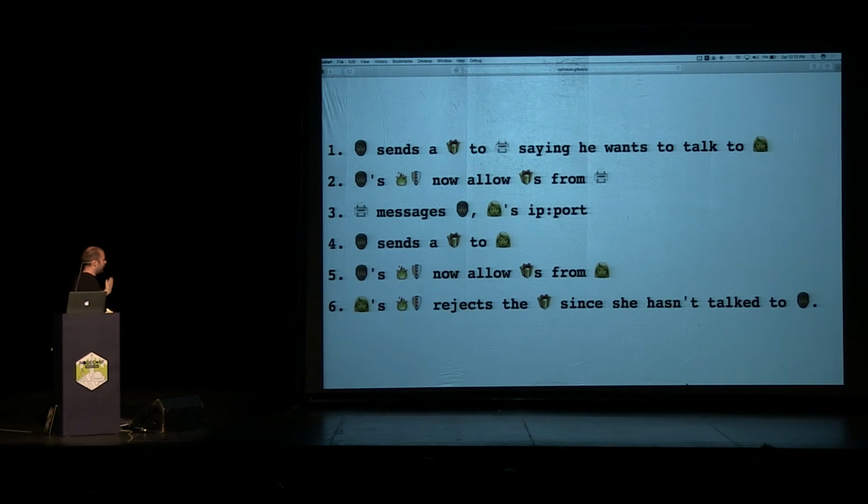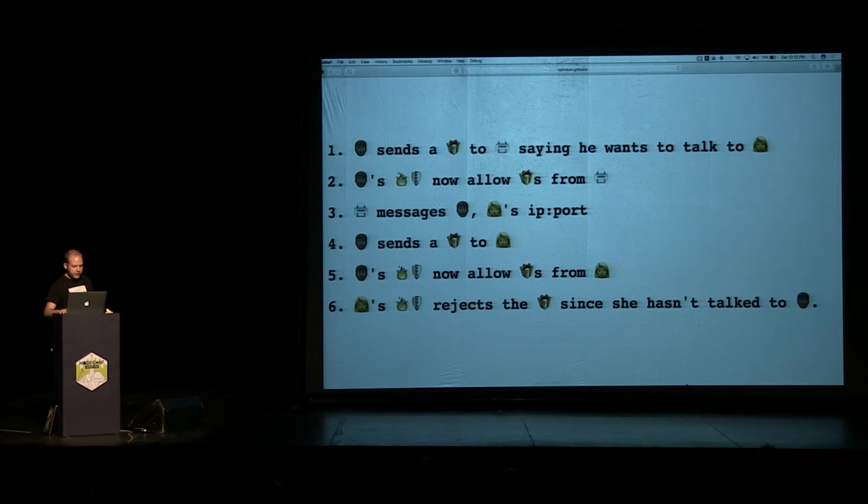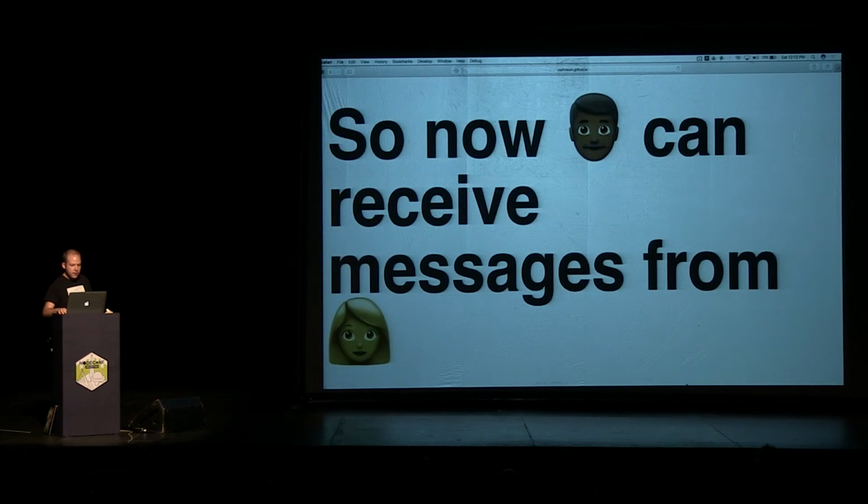So here's the problem. When this message hits Alice's firewall, it will reject it because Alice doesn't know who Bob is. She never contacted him. She doesn't know the IP and port. So it'll just be dropped and it didn't work, right? That's kind of sad. But it opened up this hole where now, because Bob has sent a message to Alice, he can now receive messages back from her, right? Because we kind of told the firewall that by sending that message.